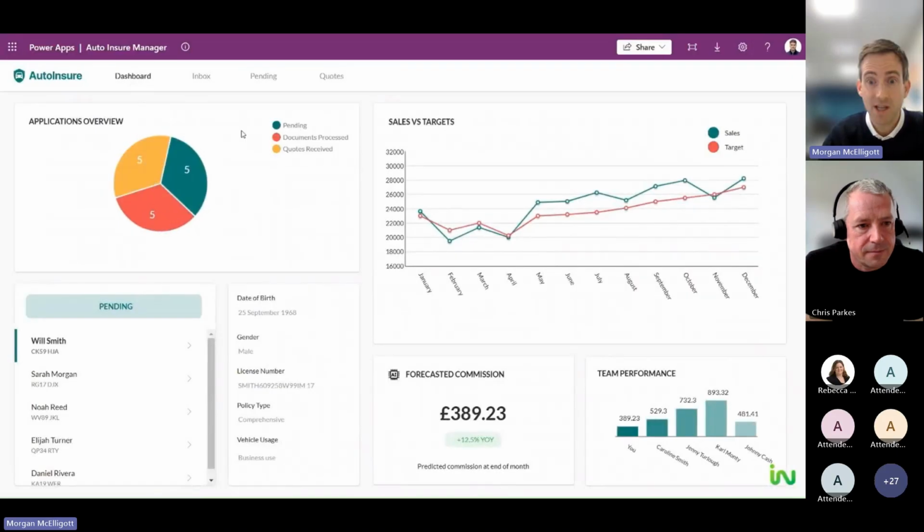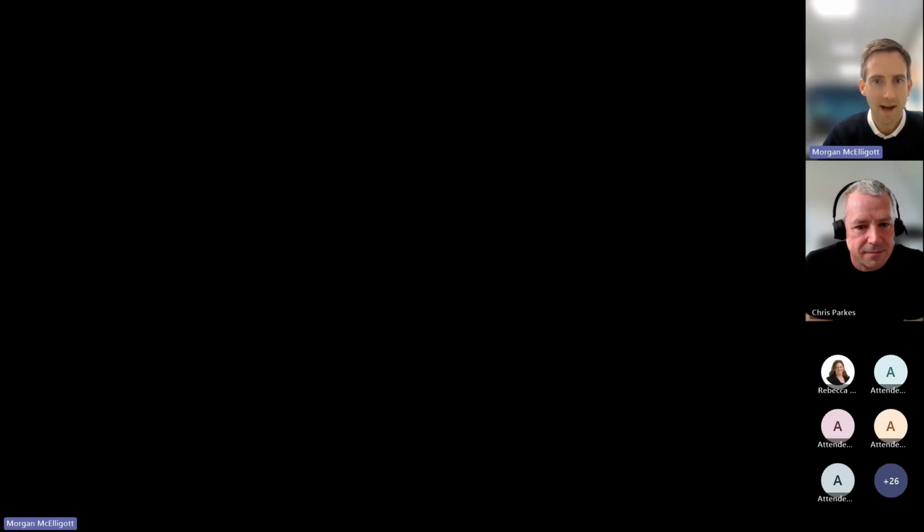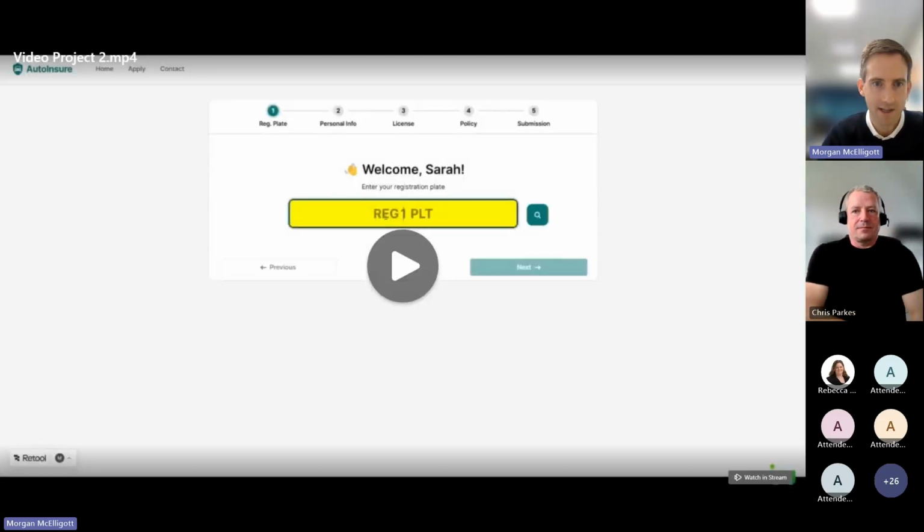And finally, just very quickly to show you the Power BI dashboard, which links into this as well. It's all interactive. By clicking on a pie segment, you can see that you're pulling up the various applications, and you also have commission targets versus your budget. So that's it for this demonstration.